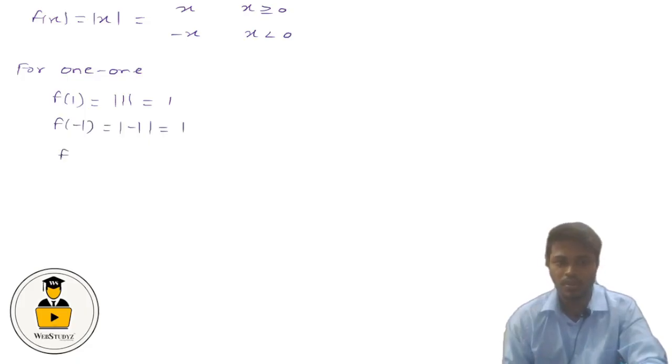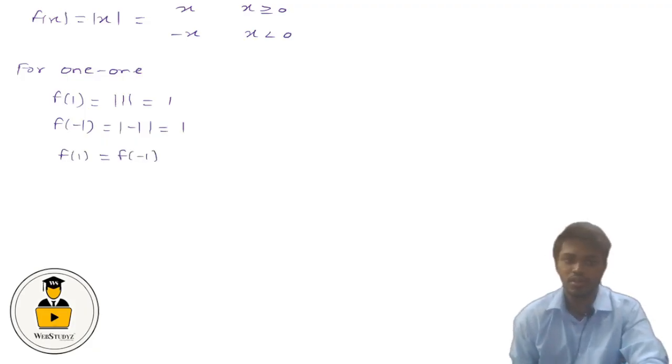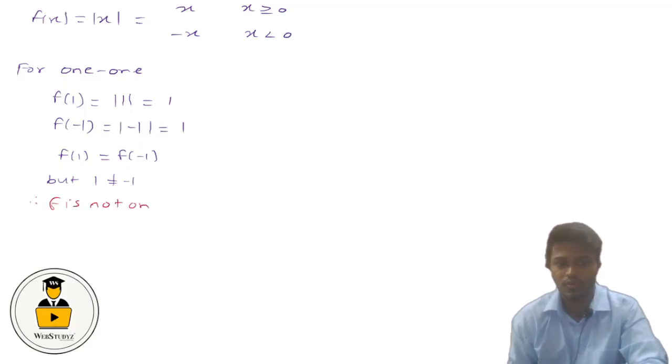So from here we can say that f of 1 and f of minus 1 are equal, but 1 is not equal to minus 1. Since f of 1 and f of minus 1 are equal, but 1 and minus 1 are not equal, we can say that therefore f is not a one-one function.